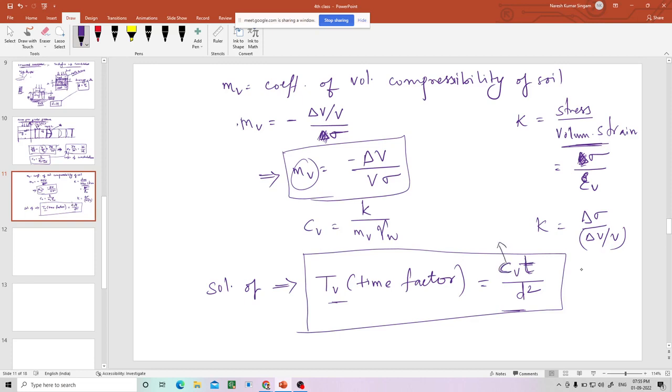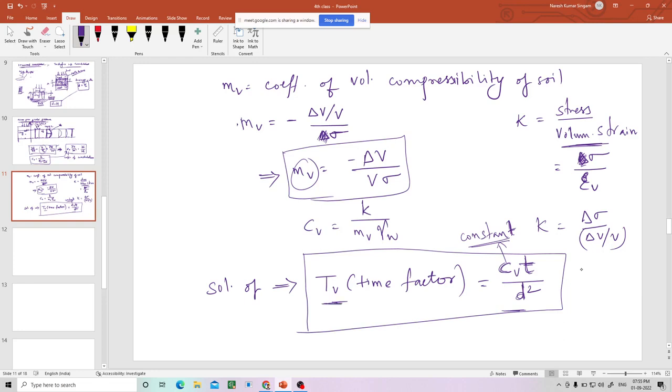You remember that this is constant for a particular soil during consolidation from 0 to 100% of the consolidation. This does not vary. This is constant for a particular soil under a particular load. Any load, you can take any load. Now this D, as we just discussed, is the drainage path. If it is double drainage, it will be half of the thickness of the clay layer or any soil layer. If it is single drainage, D will be equal to the thickness of the clay layer. So now this is the solution.